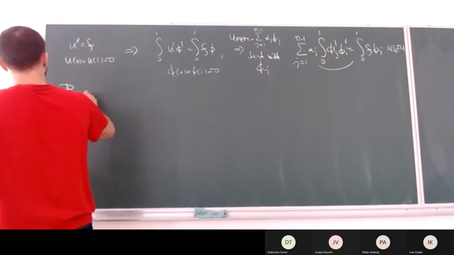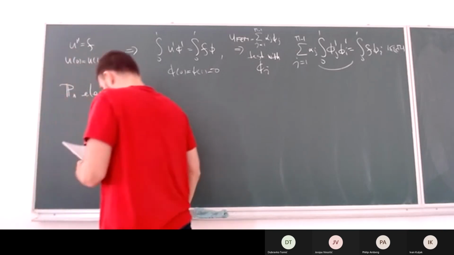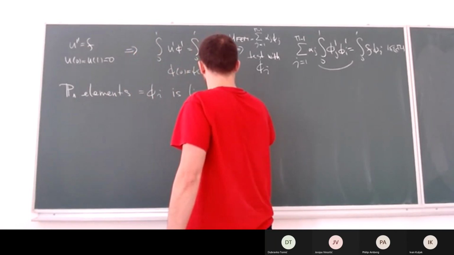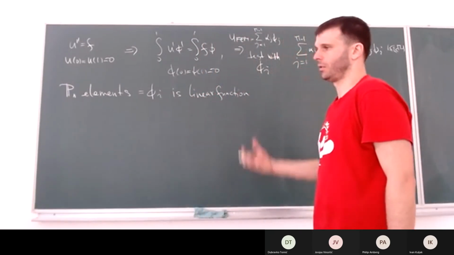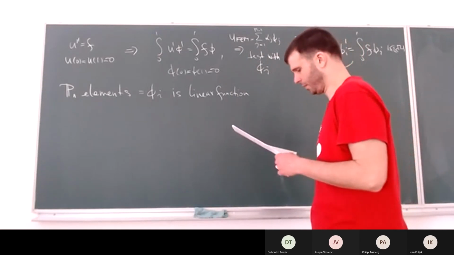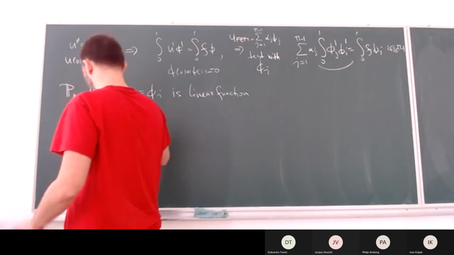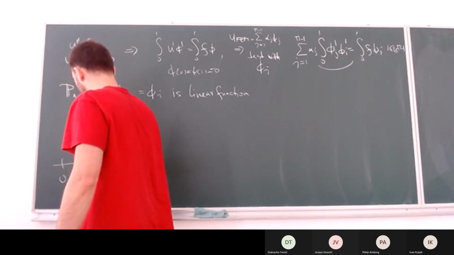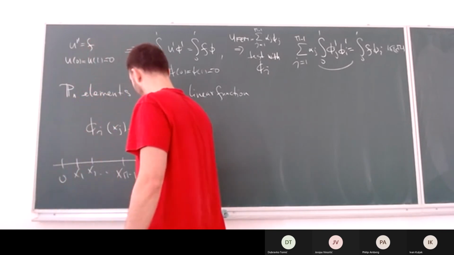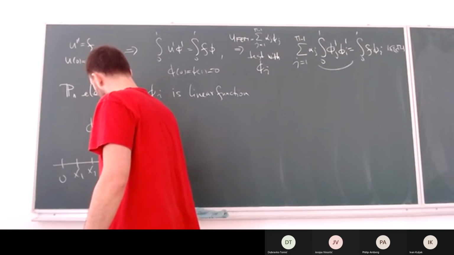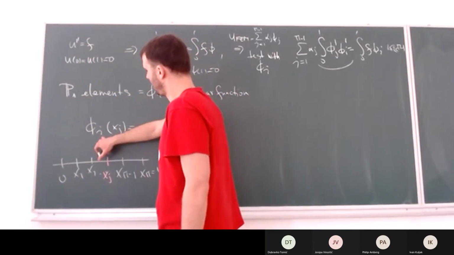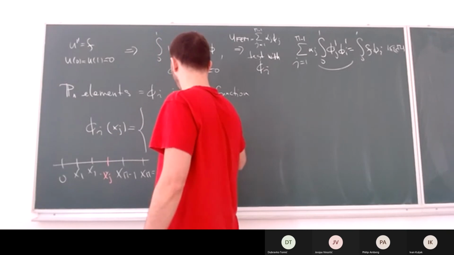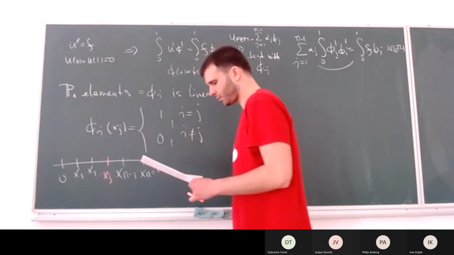Okay, P1 elements. What are P1 elements? Phi i is a linear function, defined on every portion or on every subinterval from the discretization. So it's defined like phi i of x j. So 0, x1, x2, up to x n minus 1, x n is equal to 1. This is x j. Okay, and phi i is the i-th basis function evaluated at the point x j. And this is equal to 1 if i is equal to j, and 0 if i is not j. Okay. What does it mean?